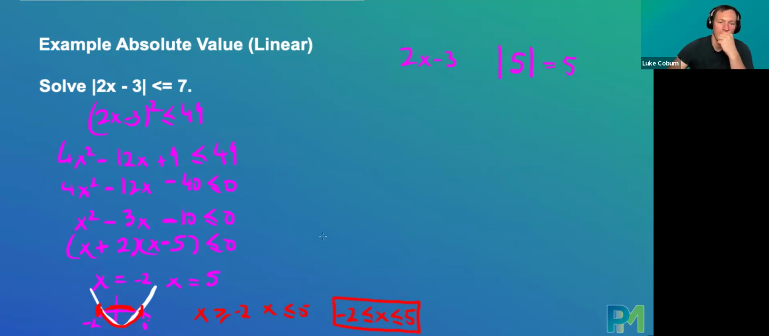Okay. Now, what's the other way of doing it? So the second way of doing it is just to look at the following situation. So basically here, with this 2x minus 3 less than or equal to 7, well, I actually can break this into two scenarios. Okay, so the first scenario and the second scenario.